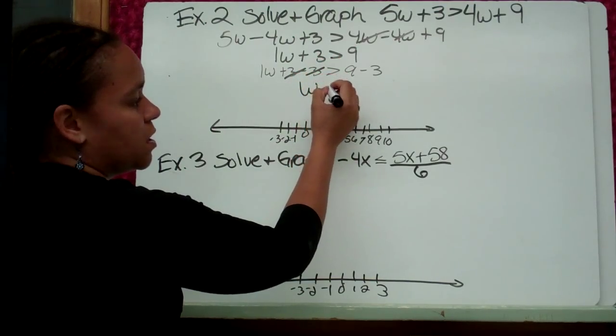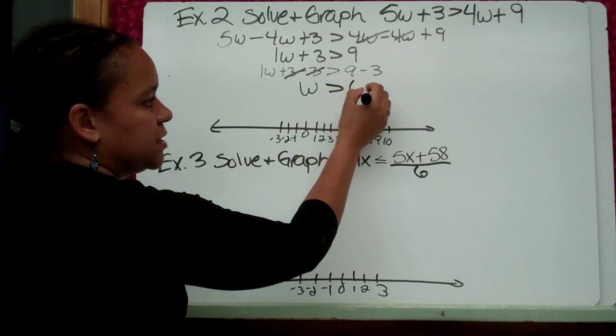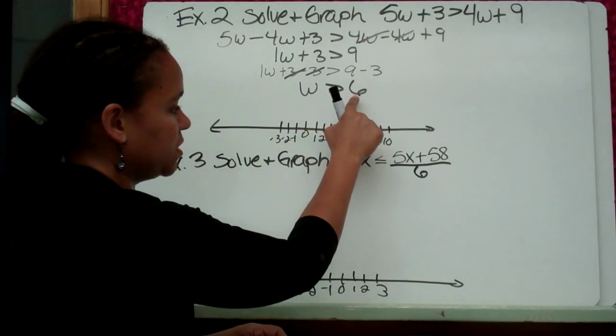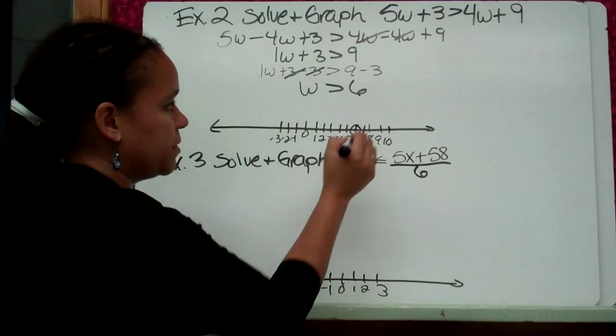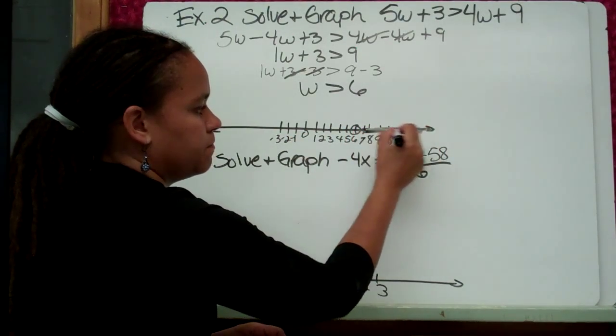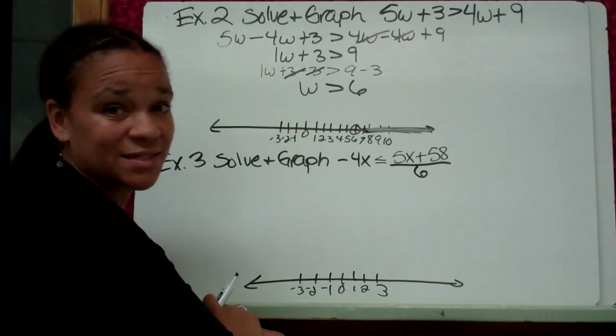I'm left with 1w, or just w is greater than 6. We know how to graph these from before, so if w is greater than 6, we're going to go to 6, open circle, greater than, we're going to shade everything to the right. All right, simple as that.